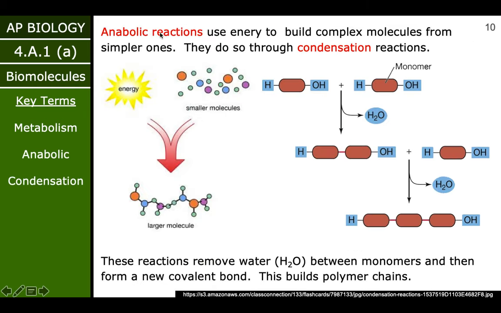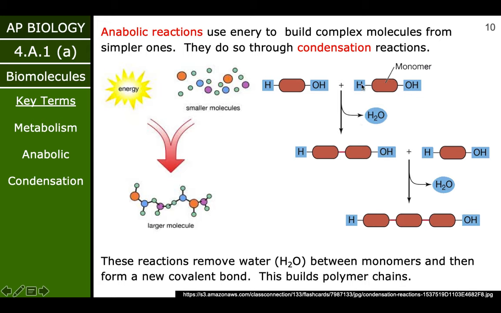Now, again, anabolic reactions are when you take smaller things and you make larger things. But remember, that always takes energy, so we have to add some of that in there. And so in an example that you will see over and over and over again, we have condensation reactions. So here I have two monomers. Notice that they are identical. And I want to combine them to make one polymer. Well, really, it'll become a polymer later, but I want to combine them.